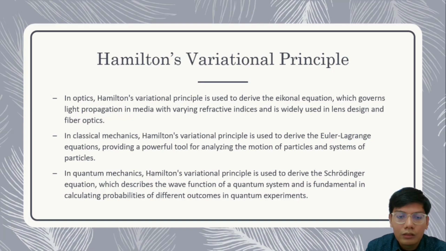in quantum experiments. In electromagnetism, Hamilton's variational principle is used to derive the equation of motion for charged particles in electromagnetic fields by defining the Lagrangian as the difference between the kinetic and potential energy of the particle in the presence of electromagnetic fields and the action integral as the time integral of the Lagrangian. We can derive the Lorentz force equation.